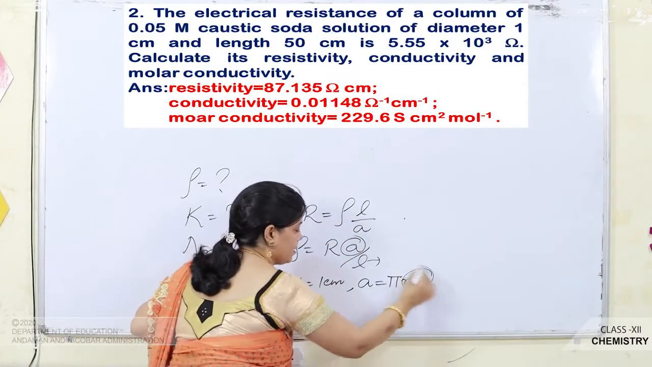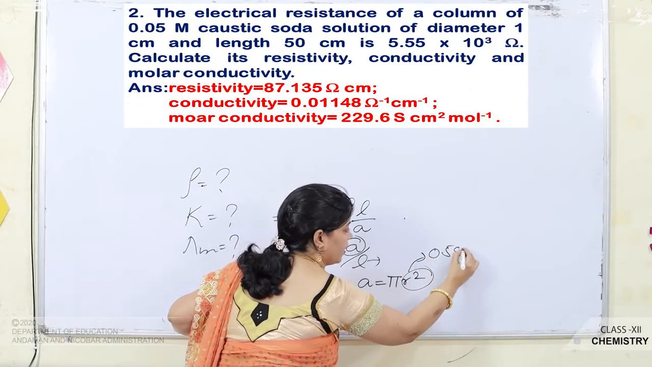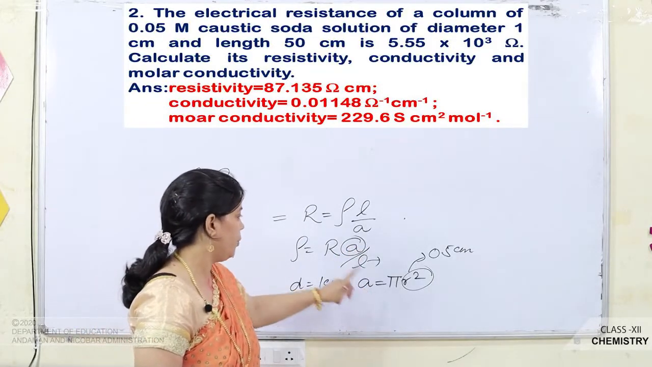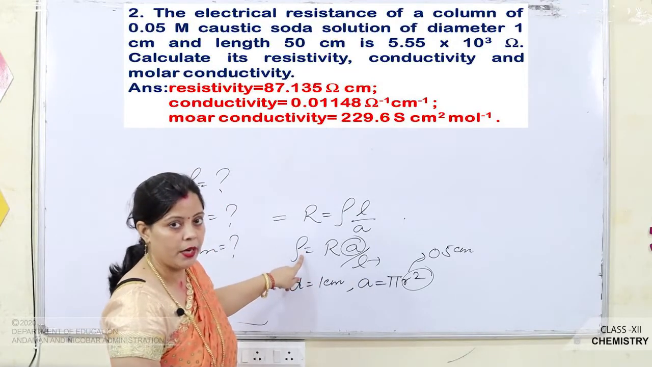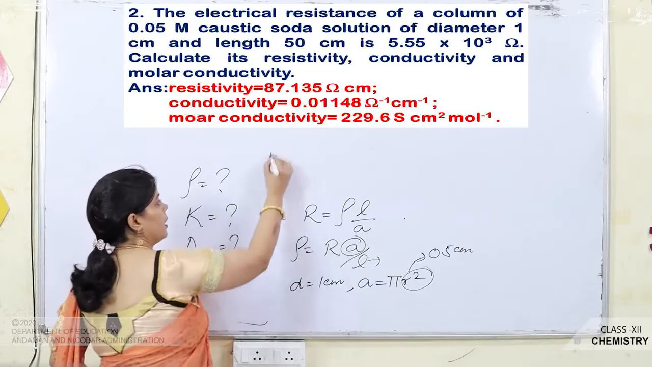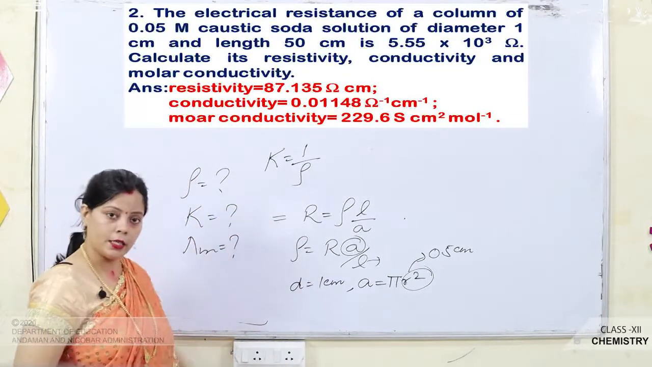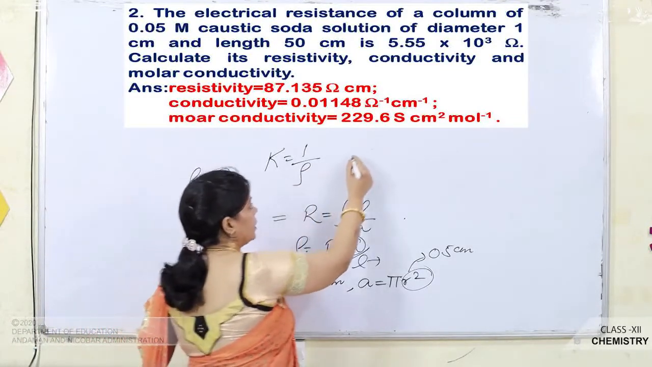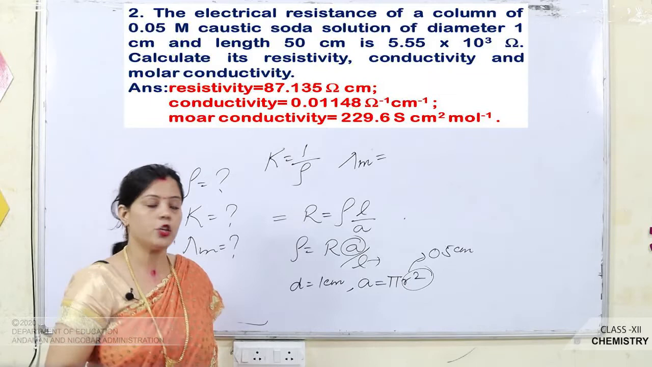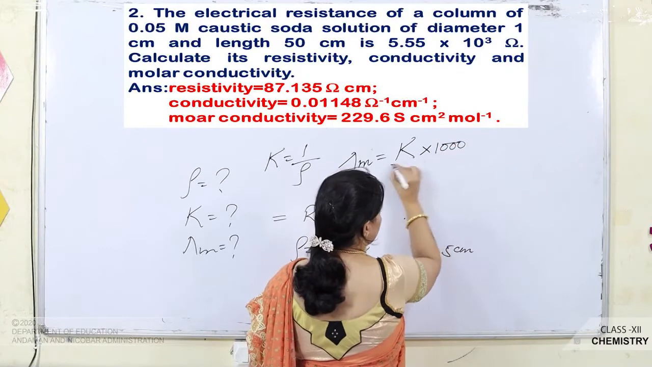So here the diameter is 1 centimeter. So r is equal to what? The r is equal to 0.5 centimeter. Then after that you find out the area, and after substituting this value in this equation you can easily calculate the resistivity. When you find the resistivity, then you calculate the conductivity, because the conductivity is equal to the inverse of resistivity. When you calculate the conductivity from the resistivity, then you easily calculate the molar conductivity, and here the concentration of the solution is given. So the molar conductivity is equal to conductivity into 1000 by C.